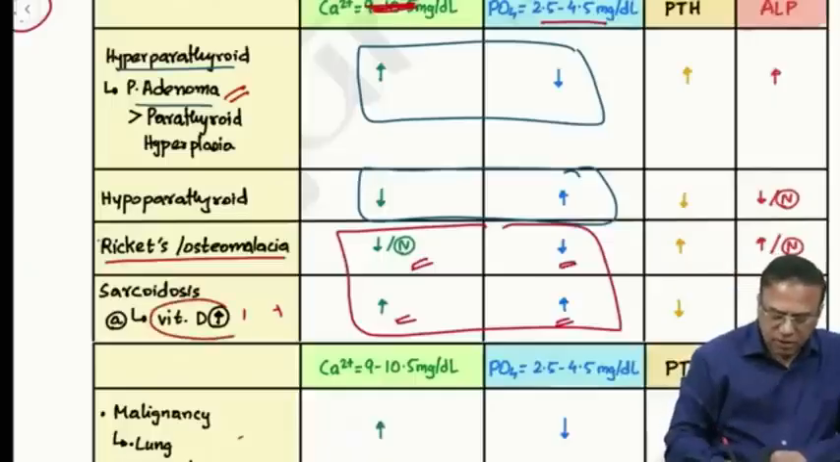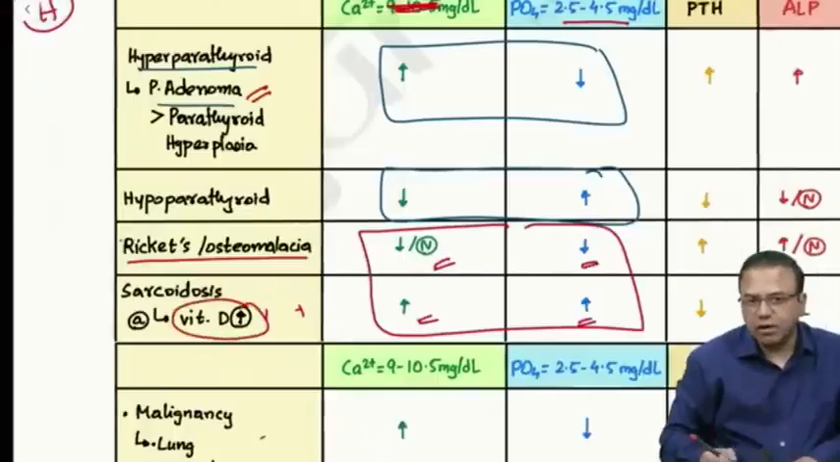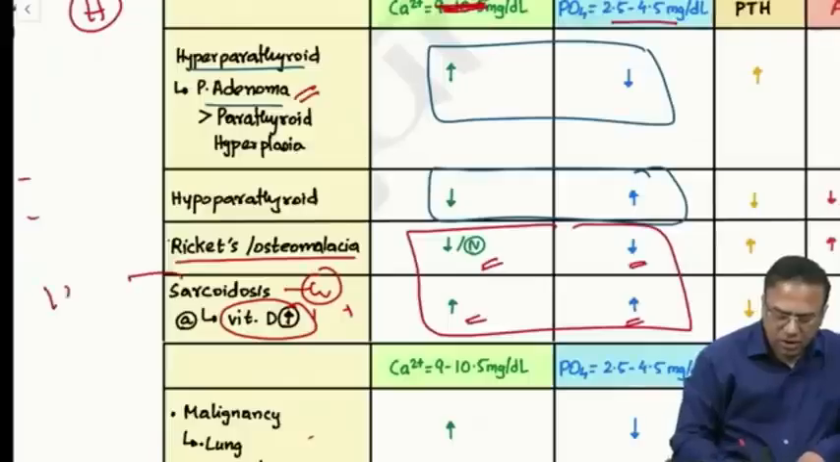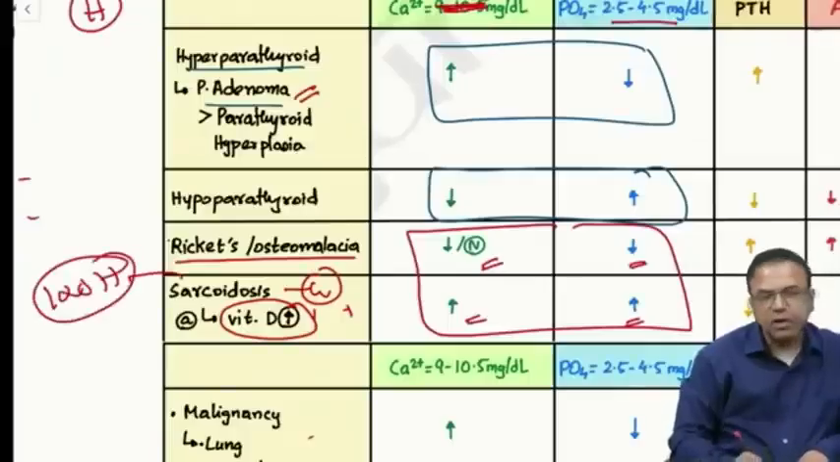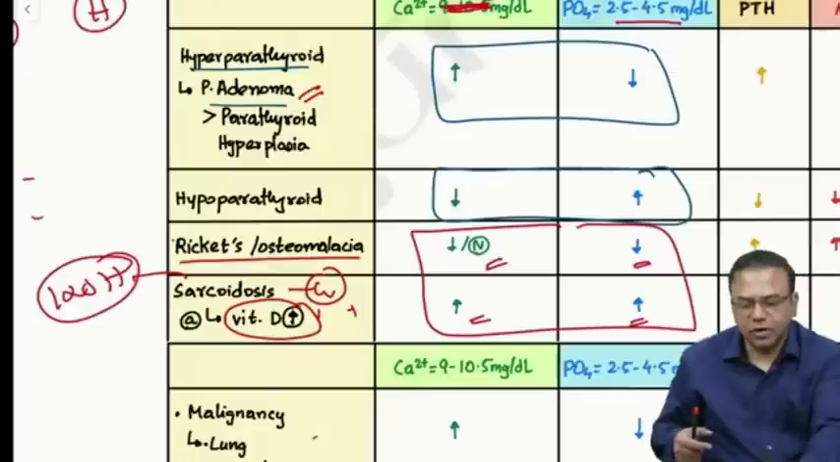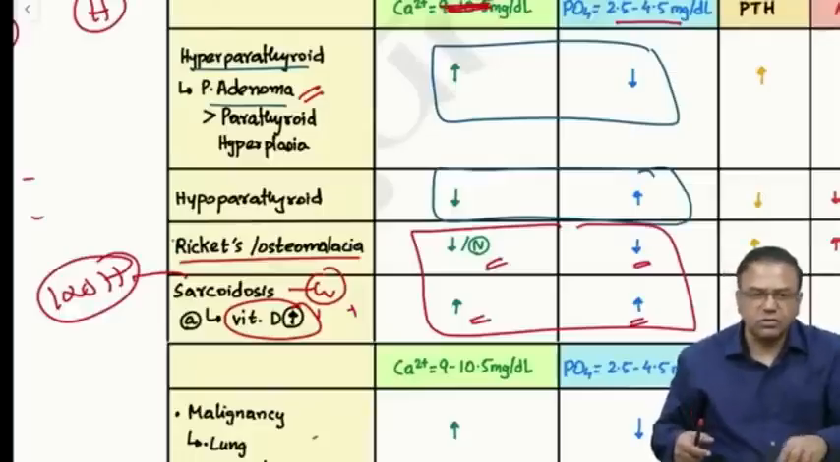But if you see a patient with vitamin D toxicity, where will you get it? In granulomatous conditions. Granuloma in sarcoid contains 1-alpha hydroxylase activity. By using this activity, sarcoid can convert inactive vitamin D to active vitamin D. That's known as vitamin D toxicity. That will result in vitamin D toxicity.